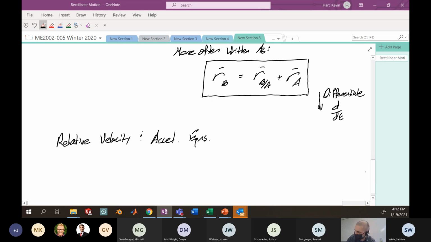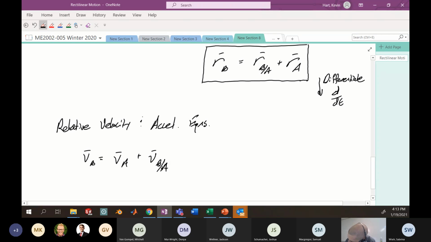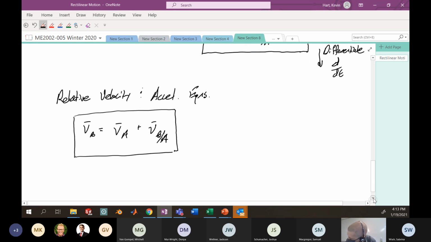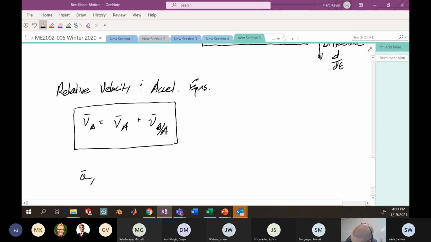All right, and that would be that the velocity of point B is, I'll rearrange here, the velocity of A plus the velocity of B relative to A. So that would be your relative velocity equation. And we also have that the acceleration of point B is the acceleration of A plus the acceleration of B relative to A. I don't think anything too crazy so far with these particular equations.